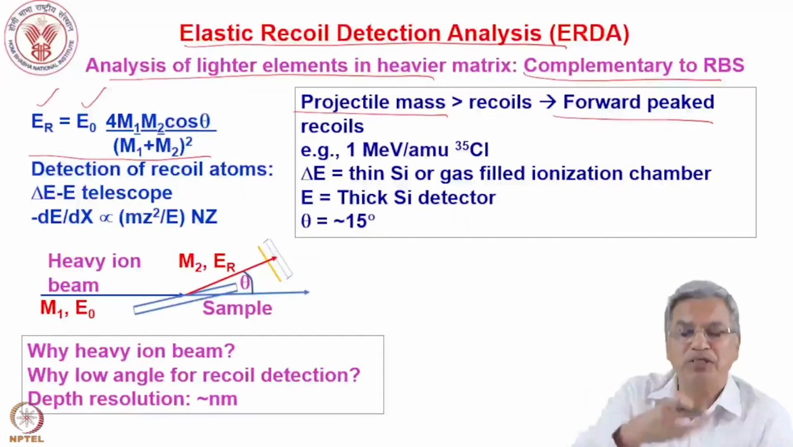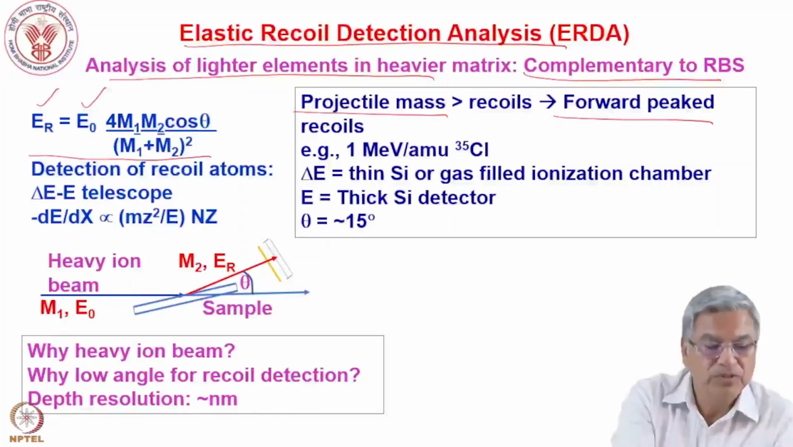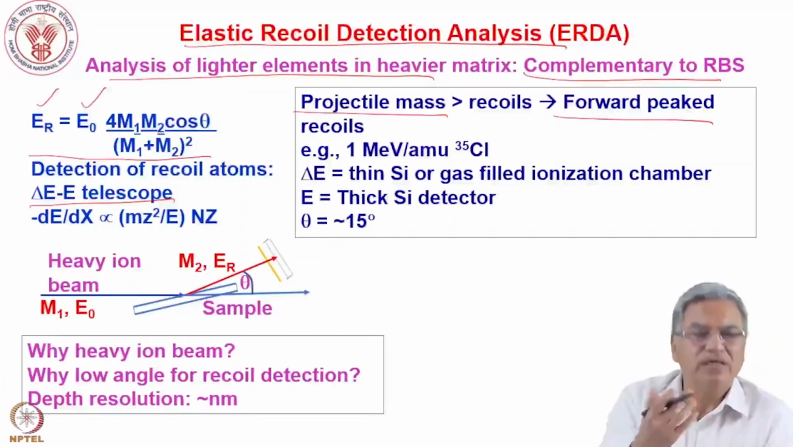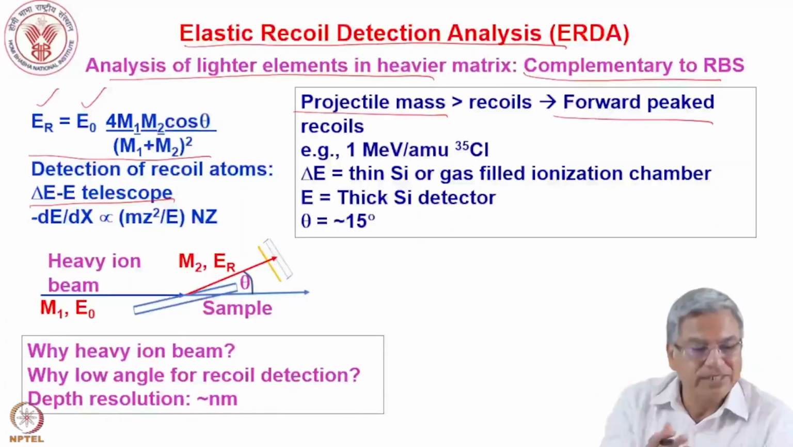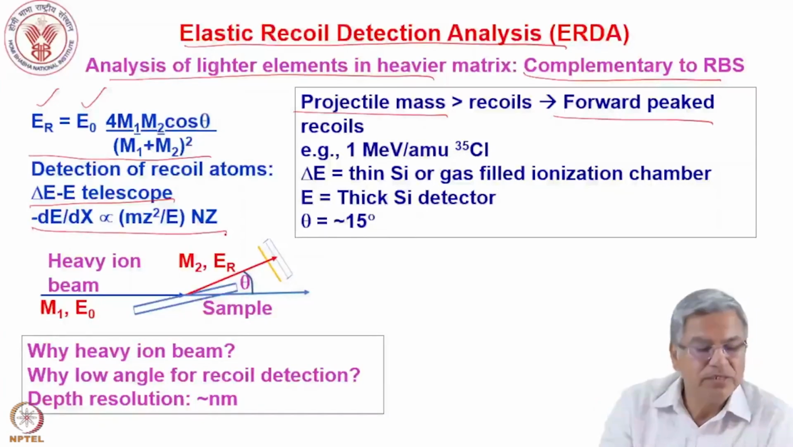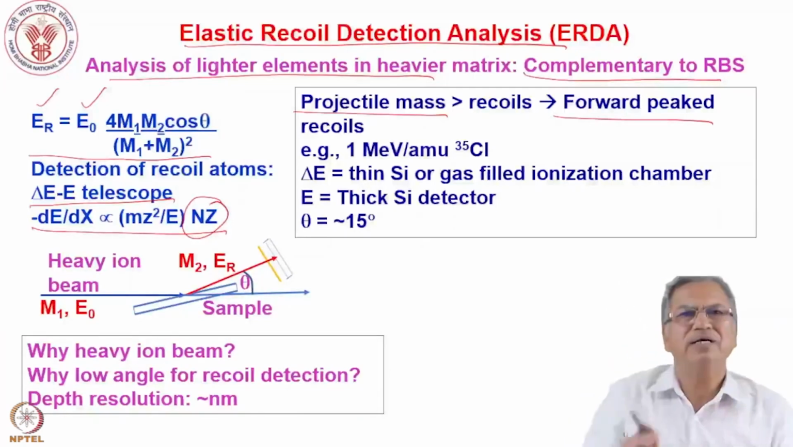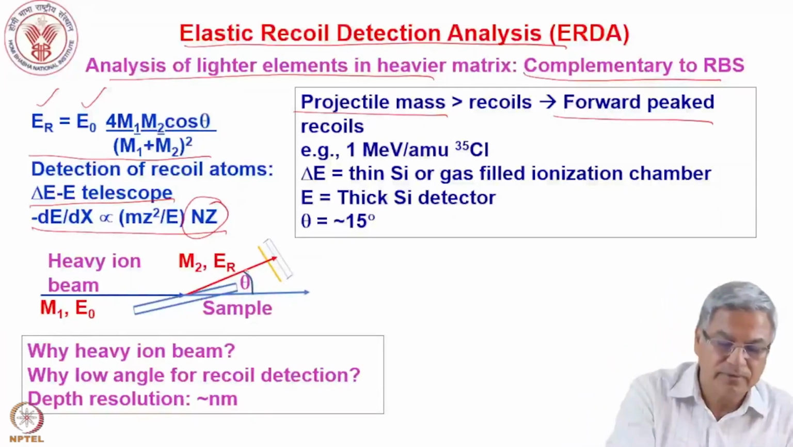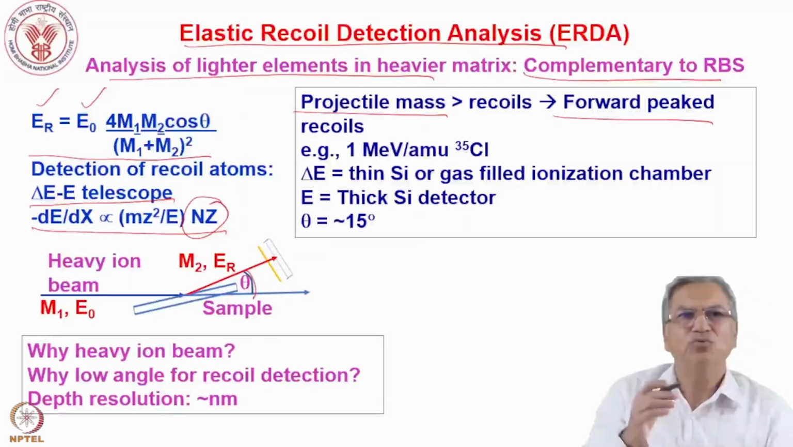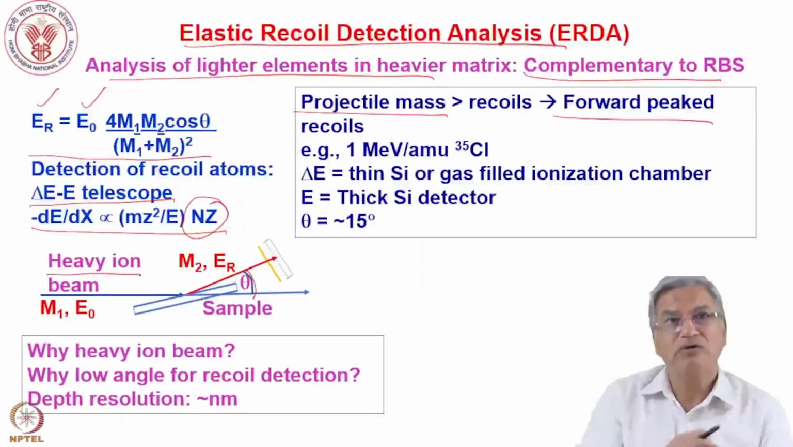So you put the detector at a forward angle and detect the spectrum by a delta E-E telescope. You use a delta E-E telescope, a thin delta E silicon detector and a thick silicon detector, or you can use a delta E based on gas. The stopping power is given by m z square by E times the electron density of the medium. Since you are putting the detector at a forward angle, let us say 15, 20 degree or 30 degree, the target may be thick because the heavy ion beam will not travel much.